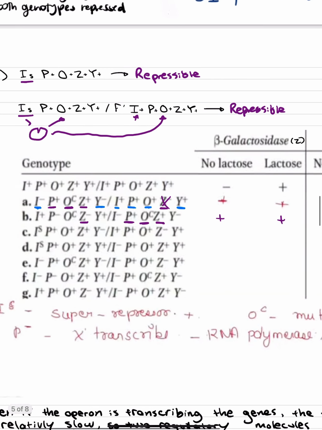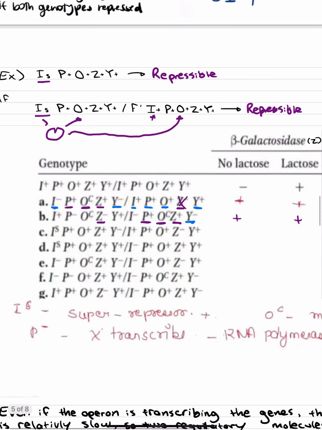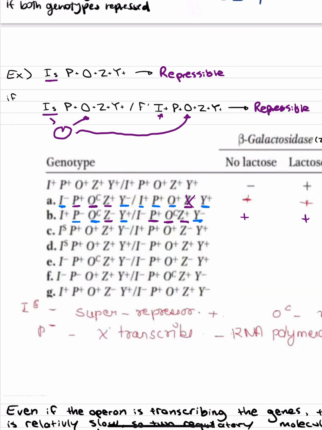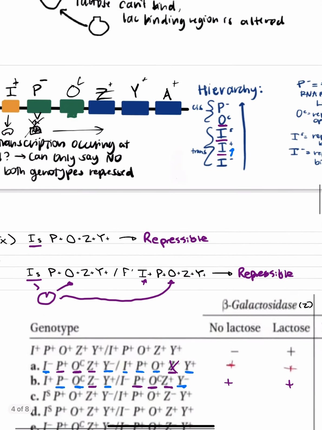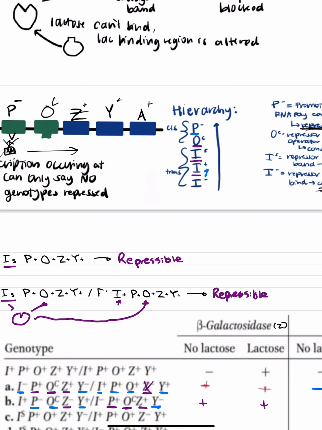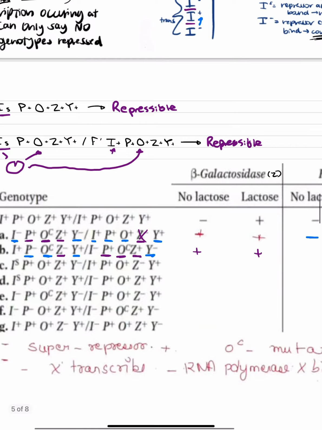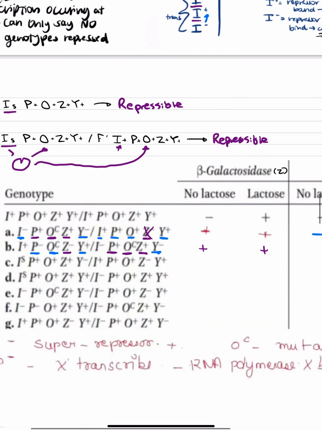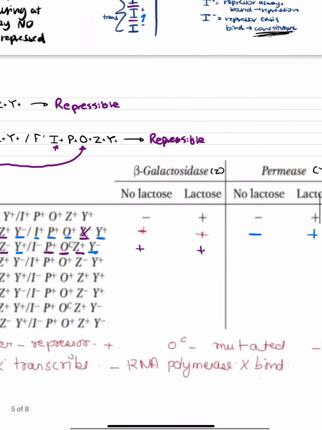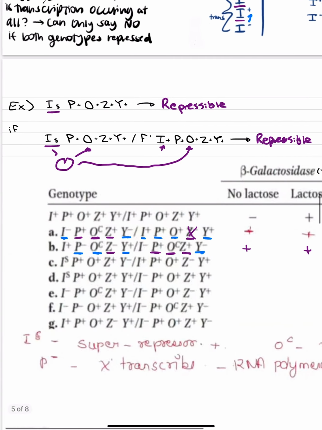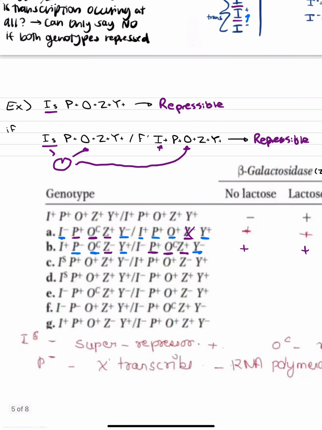Going on to the Y gene, here we have a non-functional Y. Here we have a functional Y. Looking at the cis-acting elements, we have O^C, but we also have a P minus. P minus is the highest on the hierarchy, and that's going to result in no gene expression, since RNA polymerase is unable to bind to the promoter sequence. So that's going to result in no transcription in any of the environmental conditions. On to portion C.